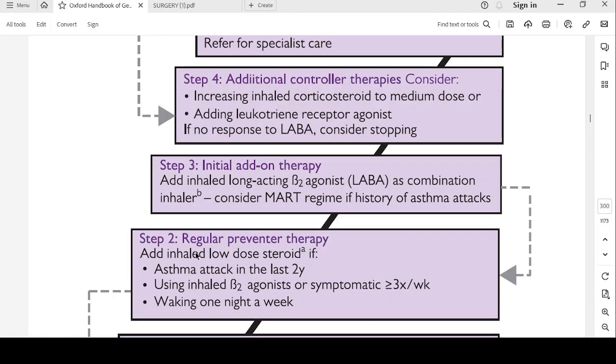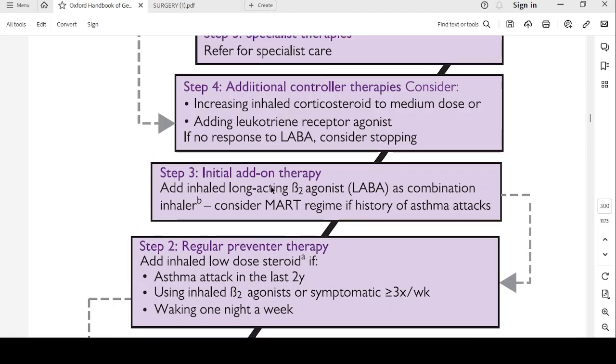So regular preventive therapy is with a low-dose inhaled steroid with SABA as and when needed. But then step 3: add an inhaled long-acting beta agonist as a combination inhaler, and consider a MART regimen if a history of asthma attacks is present.